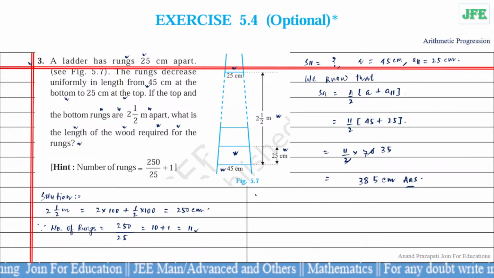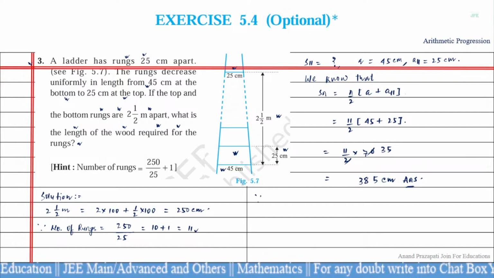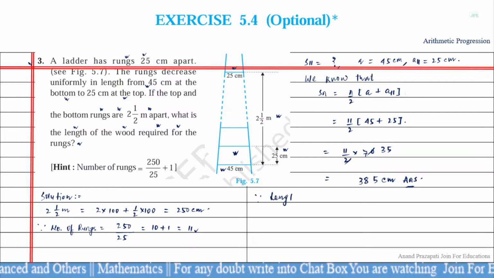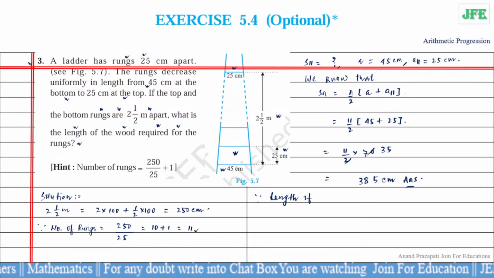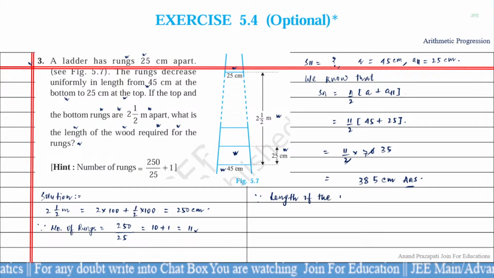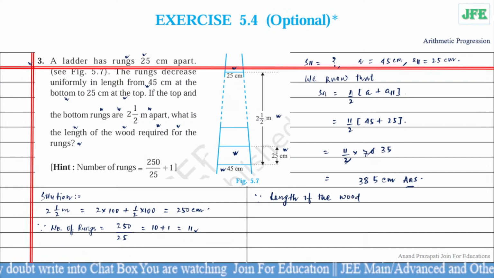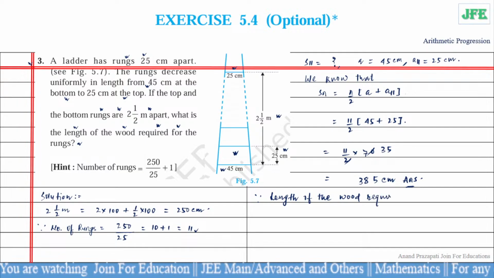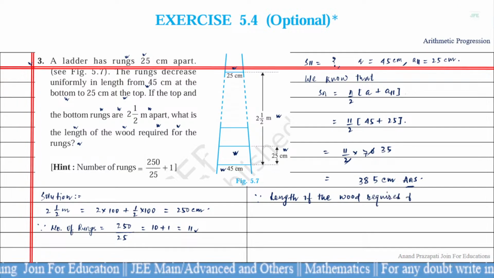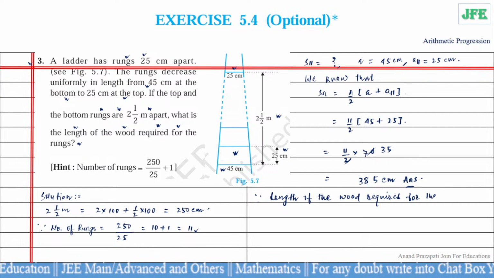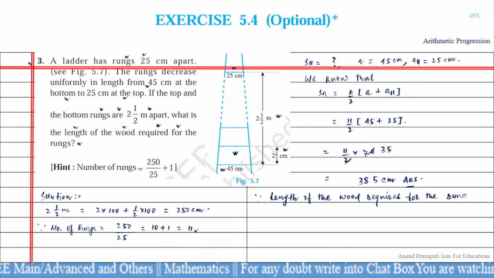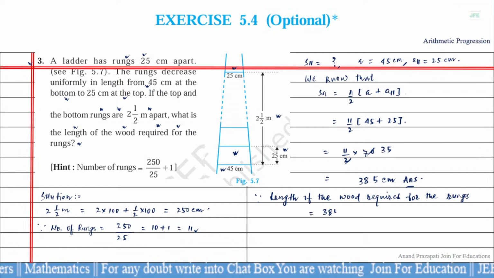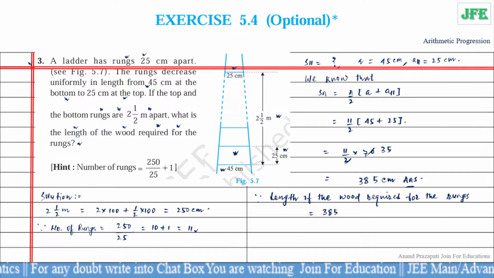We can write down here length of the wood required for the rungs equal to 385 centimeter.